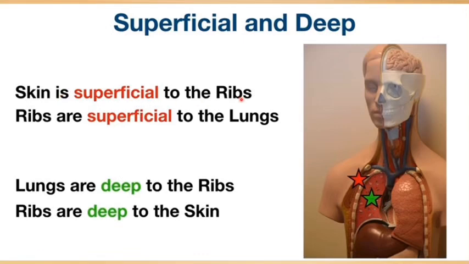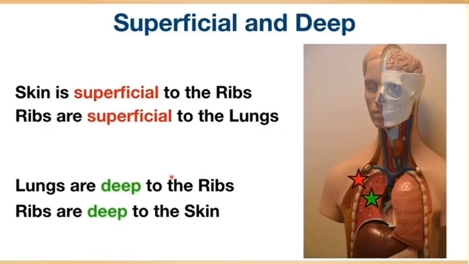However, if we are comparing the ribs and the lungs, once you go through the skin, you encounter the ribs before you encounter the lungs. So we notice that the ribs are closer to the surface of the body than the lungs, and so we say the ribs are superficial to the lungs.